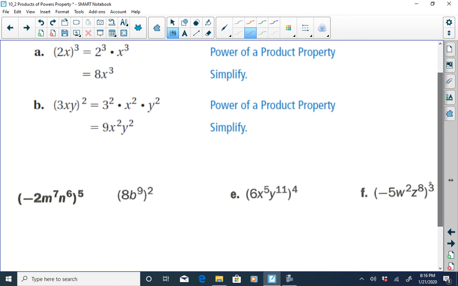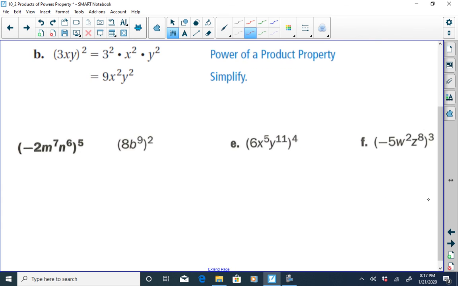All right. Now, here we have 3 factors in our next example, 3 times x times y. So each of those 3 factors has to be raised to the second power. So 3 is raised to the second power, x is raised to the second power, and y is raised to the second power. 3 squared is 9, x squared times y squared. All right, so let's use those rules and complete these examples here.